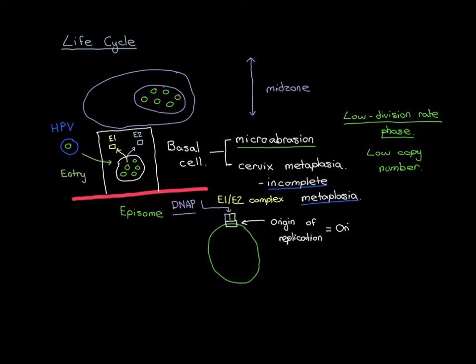Okay, so what happens now? Well, of course, this basal cell will divide again, produce more daughter cells, which again will have more episomes in. So that's fantastic. We've got the viral episome in these basal cells, and that means that every daughter cell that this basal cell now produces that's going to go up to the midzone will also have viral episomes in.